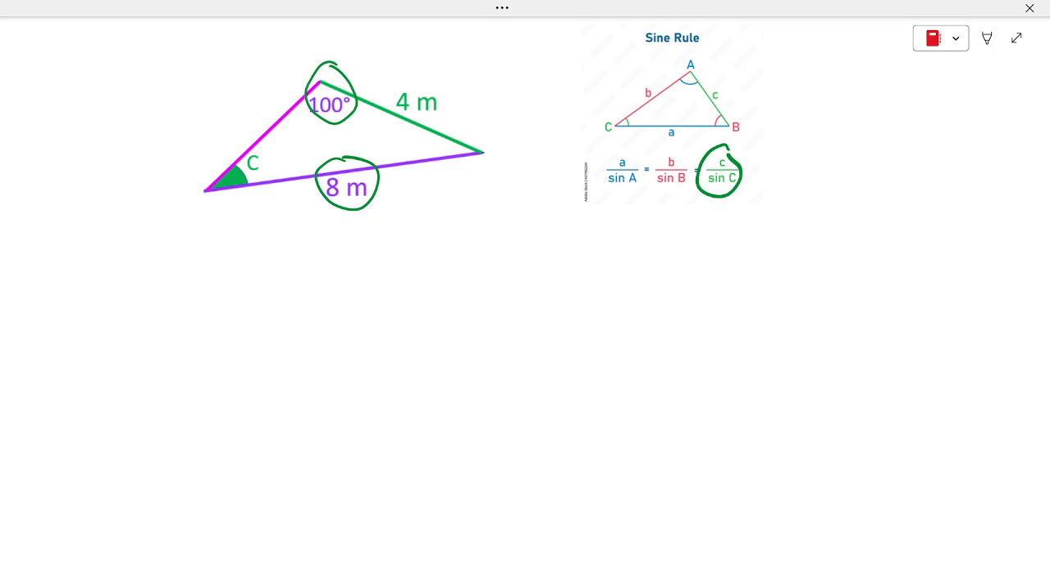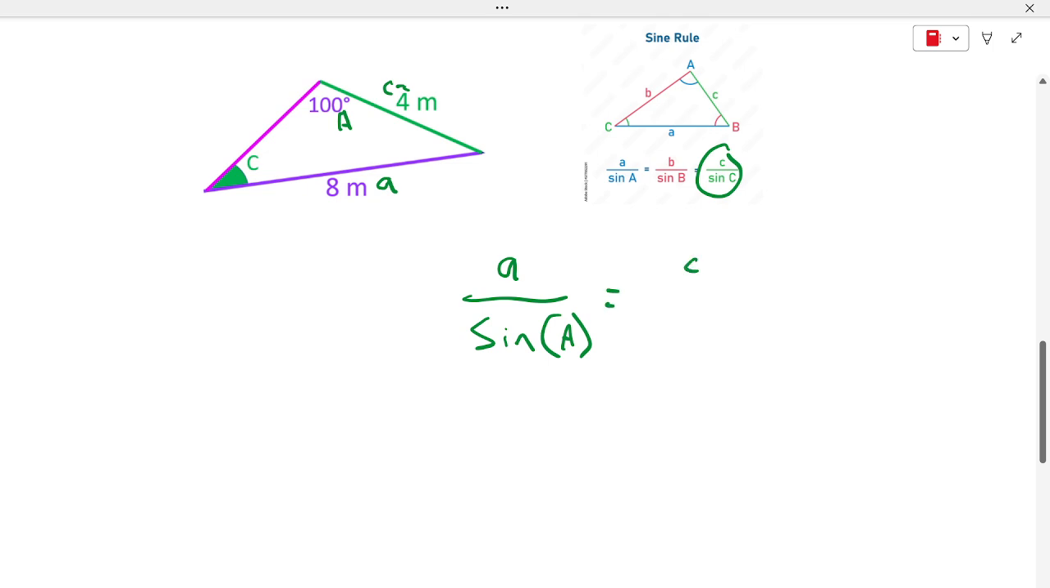If we call this angle A, this would be side length A. And this here is going to be side length C because it's directly opposite angle C. So we write down our formula reflecting the values that we have. It's going to be A over sine of angle A is equal to side length C over the sine of angle C. Now we're solving for angle C, so we're going to rearrange for our capital C.